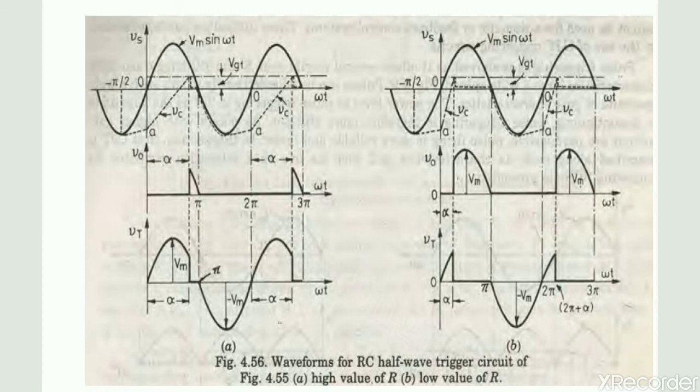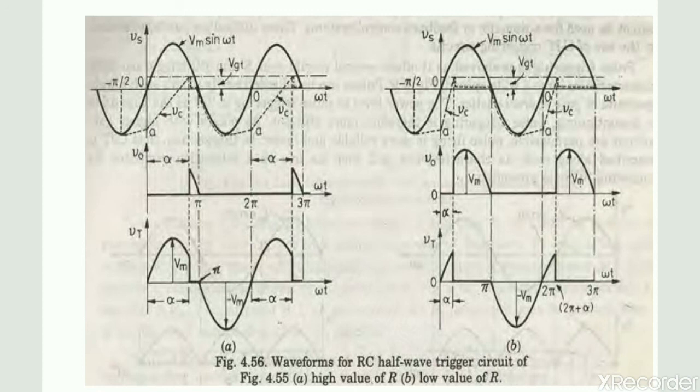Similarly, waveform B is for a low value of resistor R. We can see from the dotted line in waveform B, the capacitor will quickly charge and the triggering angle alpha is less than 90 degrees. This happens because of the low value of R. If we choose a low value of variable resistor R, the capacitor will quickly charge, or we can say the charging time required for the capacitor is very low.